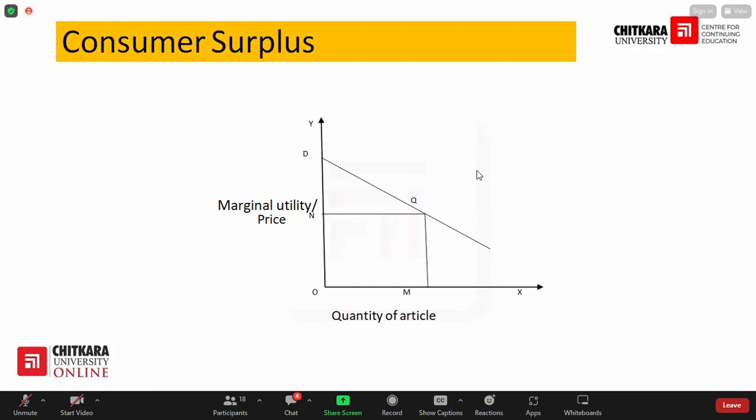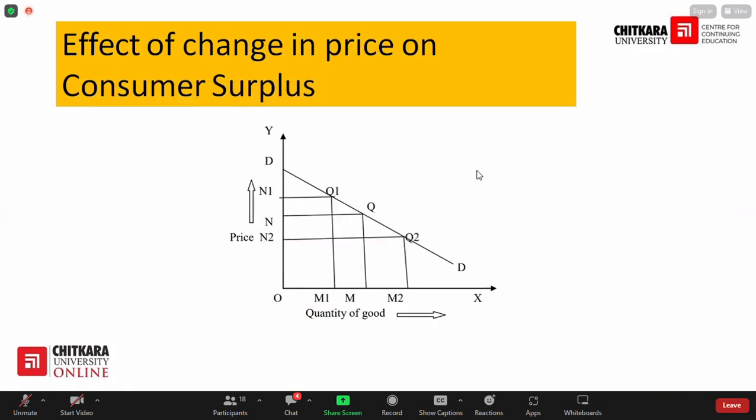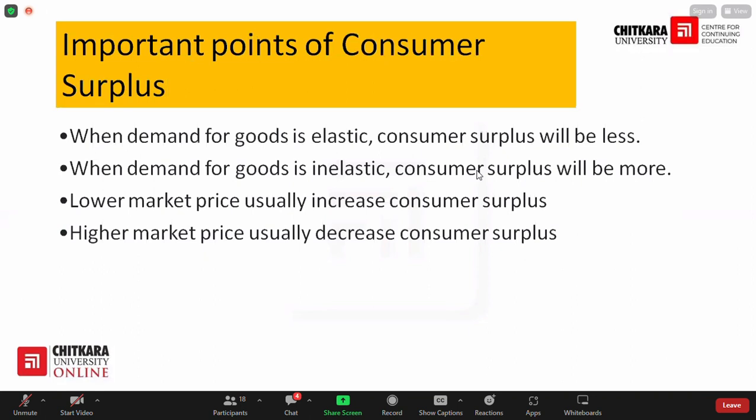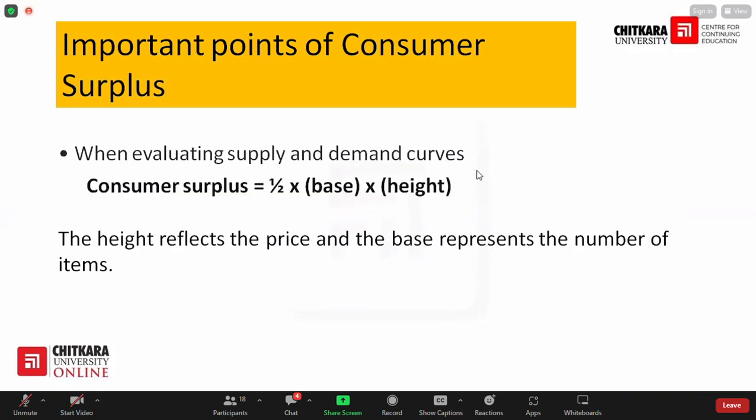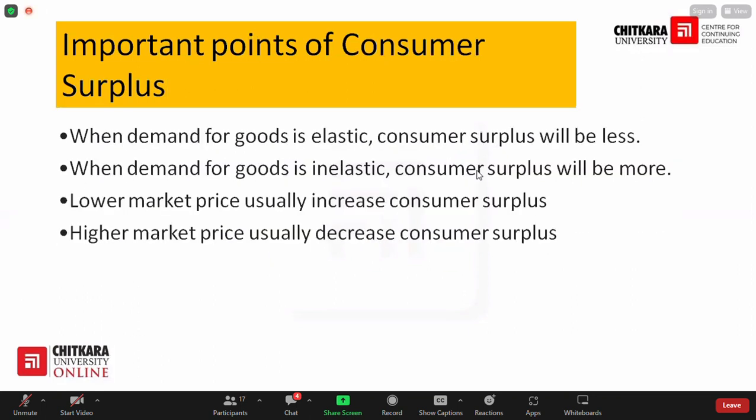What I'm telling you is, you want to purchase a product, you are ready to pay OD price, but actually you are paying ON price. So the portion which is above the ND portion shows the consumer surplus. So this is the consumer surplus diagram. And why is it very important for us to understand, in this last PPT for today, the consumer surplus?